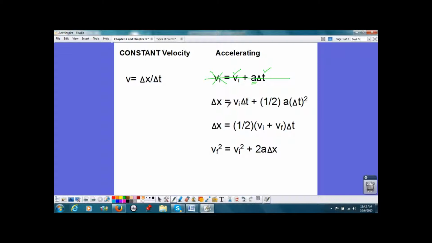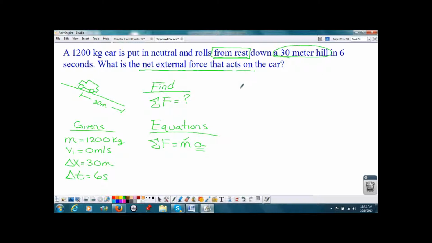We know how far it rolled. We know the initial. We know the time. We're trying to find the acceleration. We know the time again. This is the equation that we could use. So let's go ahead and use that equation. Delta x equals vi delta t plus 1/2 a delta t squared.